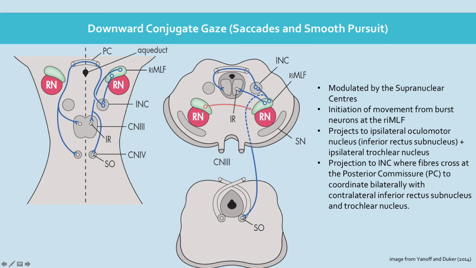Similarly, for downward saccades, the RIMLF supplies the ipsilateral inferior rectus subnucleus and the ipsilateral trochlear nucleus, which affects the contralateral superior oblique. Again, signals are sent to the INC, which innervate the contralateral nuclei. Each RIMLF also contains neurons for ipsilateral torsional saccades.